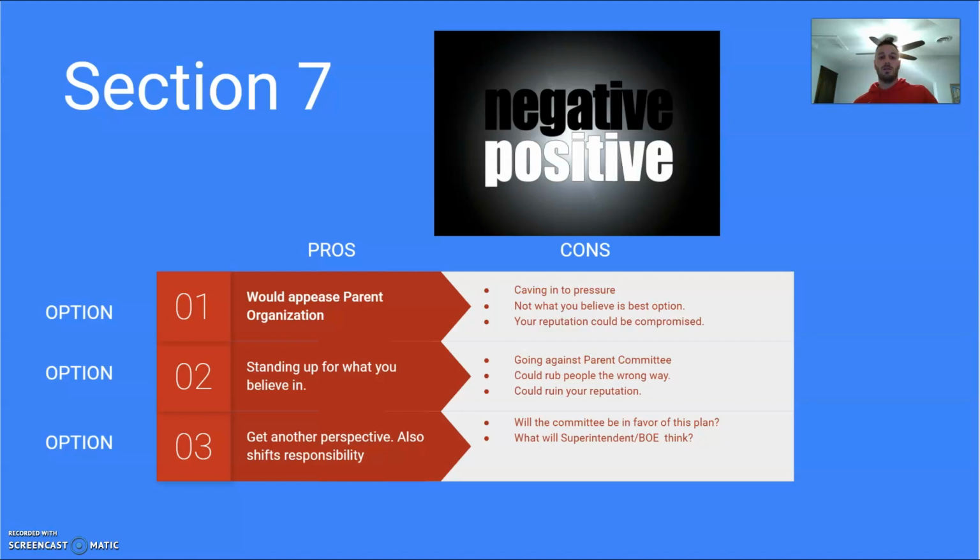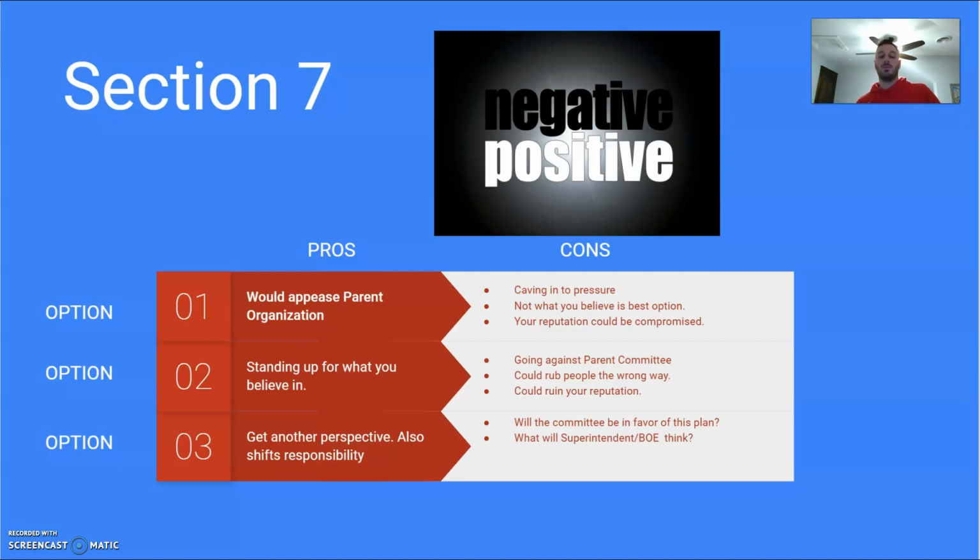Section 7, pros. So for option 1 of not doing anything, I would appease the parent organization. Some cons, caving into the pressure, maybe feel overwhelmed in that meeting with them when you have all those community members saying we're going to do this, we're going to do this, we're going to do this, and not really acknowledging my presence or any questions or concerns I have. Another con would be this is not what I believe would be the best option or is right, and my reputation could be compromised.